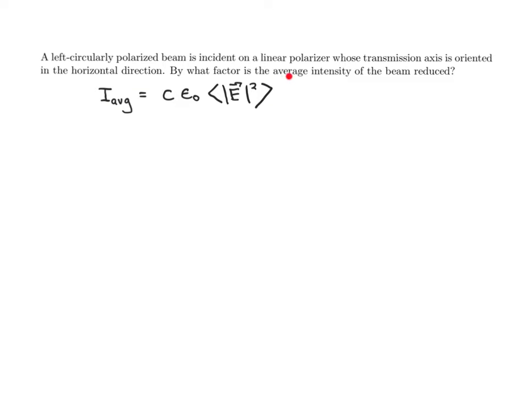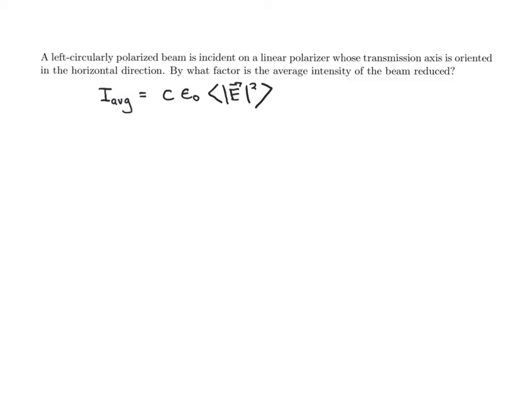When we talk about average intensity, we're talking about a time average. Particularly with optical light, the actual intensity is fluctuating very, very quickly, and what we measure experimentally with a photodetector is the time average value of the intensity.